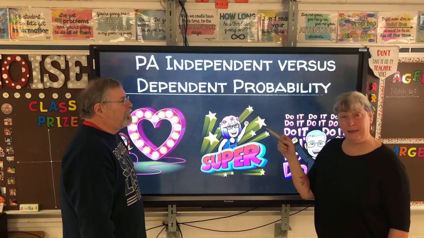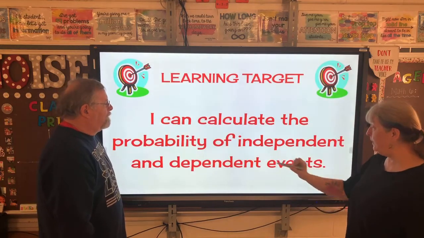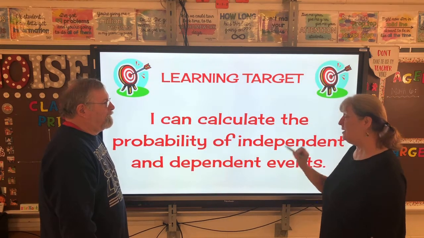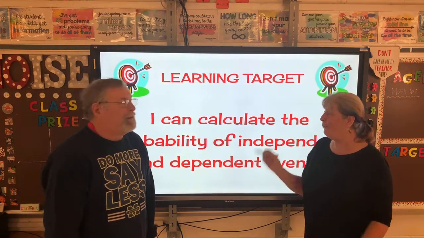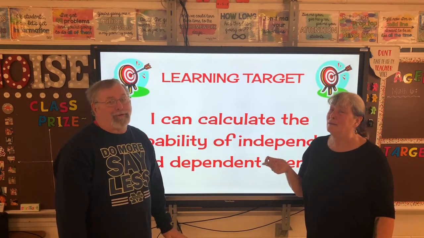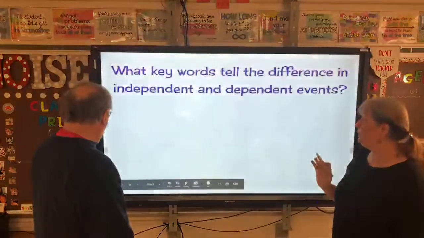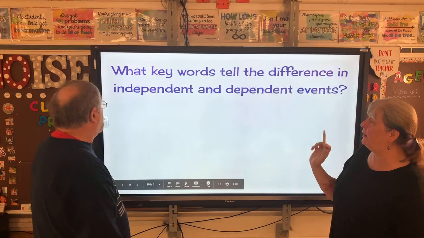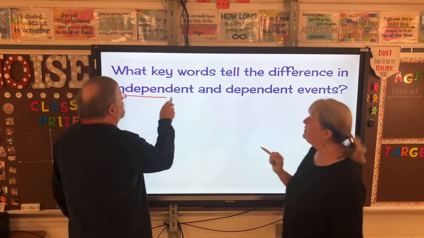Independent versus dependent. So if you go to our learning target, I can calculate the probability of independent and dependent events. But the key is, you gotta know what independent versus dependent is before you can do any calculation. Yeah, it's pretty hard to calculate if you don't know the difference between independent and dependent. And they're so close to each other, but let's talk about it. The independent one, right under here. What can you tell us about independent?